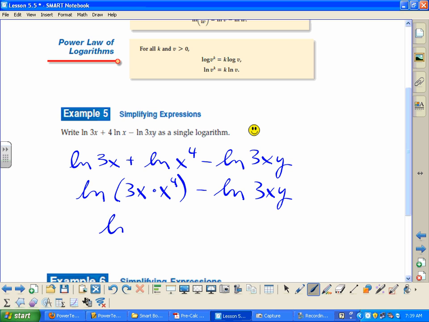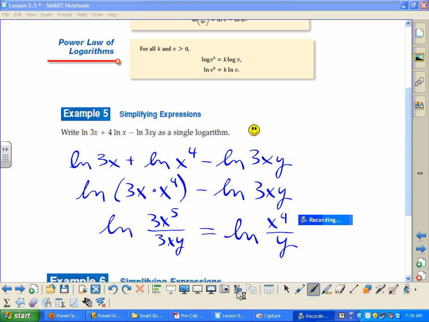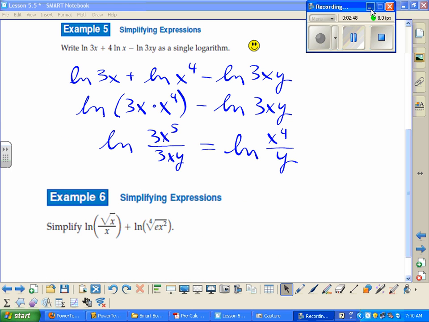So we have the natural log of, when we simplify this, 3x to the 5th divided by 3xy. Now notice I only wrote the natural log once. I did not write natural log over natural log. It's just the natural log one time. And then I can simplify this, and we can cancel out the 3's, cancel out 1 x, so we have the natural log of x to the 4th over y. And that would be our final answer there.